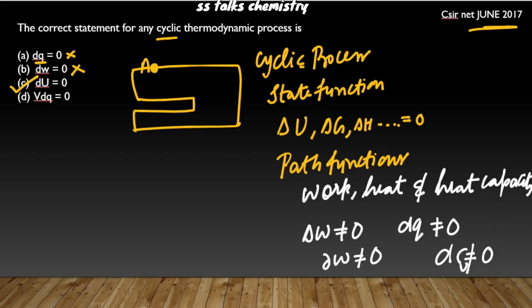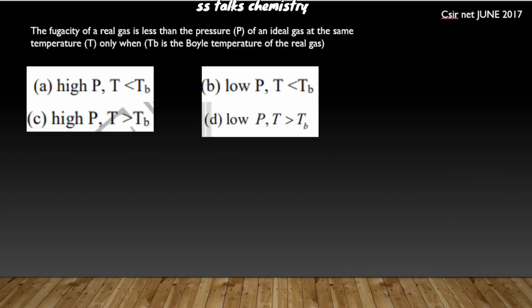Now the next we are having this question. This question says the fugacity of a real gas is less than the pressure of the ideal gas at the same temperature only when which of the following conditions is satisfied, where TB is given to be the Boyle temperature of the real gases.